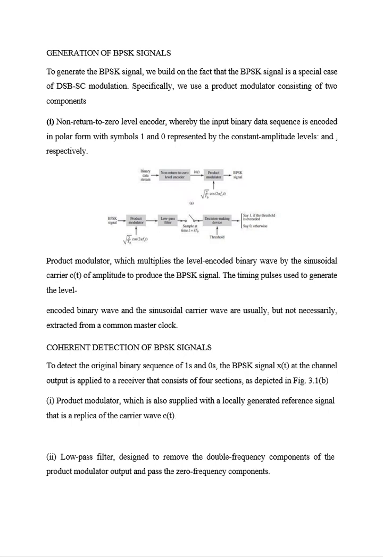Next is coherent detection of the BPSK signal. To detect the original binary sequence of ones and zeros, the BPSK signal X of t, the channel output, is applied to the receiver. It consists of a product modulator. The product modulator has a carrier signal generated by the local oscillator. The same carrier used at the transmitting end is used at the receiving end, so it is named coherent detection. Next is the low pass filter, which is used to remove the double frequency components of the product modulator output and passes the signals to the sampling circuit.